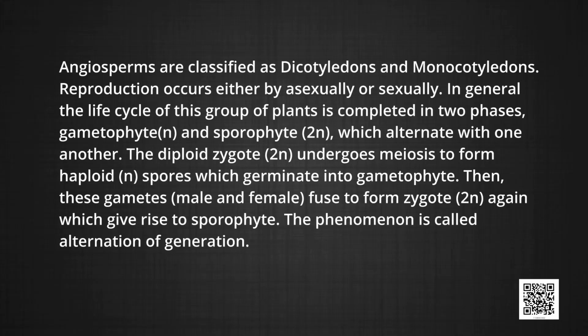In general, the life cycle of this group of plants is completed in two phases: gametophytic, that is haploid phase, and sporophytic, that is diploid phase, meaning 2N, which alternate with one another. The diploid zygote 2N undergoes meiosis to form haploid N spores which germinate into gametophyte. Then, these gametes, male and female, fuse to form the zygote, a diploid structure, which again gives rise to the sporophyte. The phenomenon is known as alternation of generation.